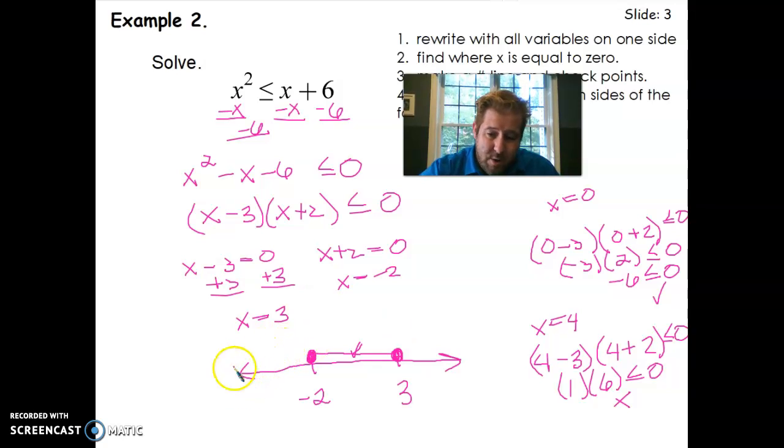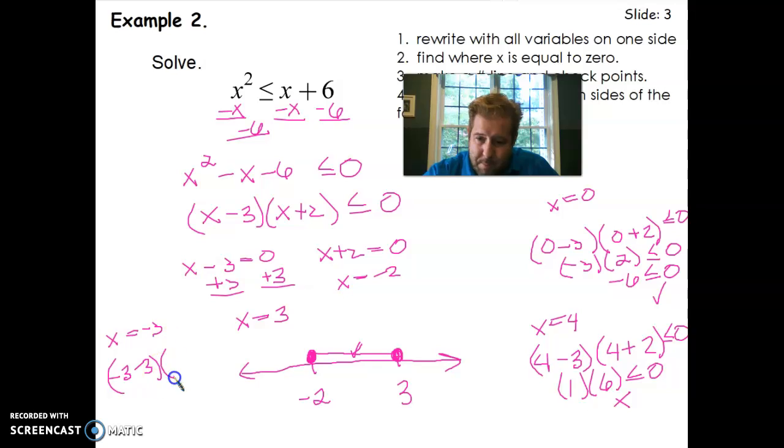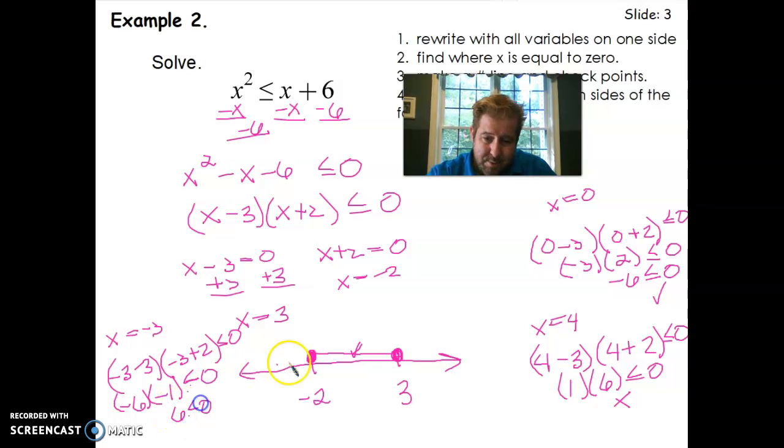Same thing goes if I use negative 3. So if I say x is negative 3, and then I put negative 3 minus 3, and negative 3 plus 2, okay, is that less than or equal to 0? So that's negative 6. That's negative 1. A negative times a negative is a positive. So that is not going to work as well. So 6 is not less than or equal to 0.